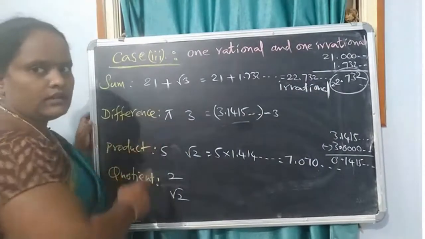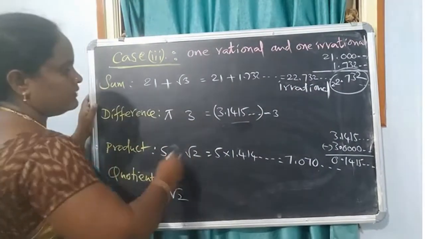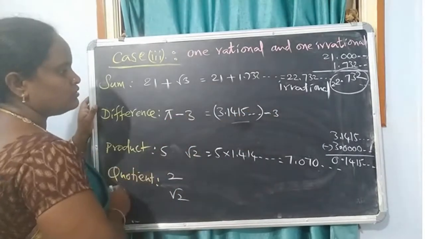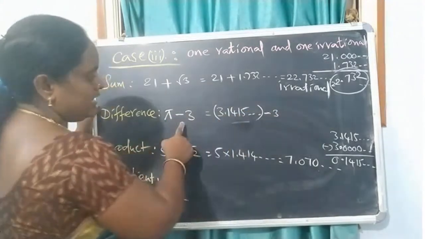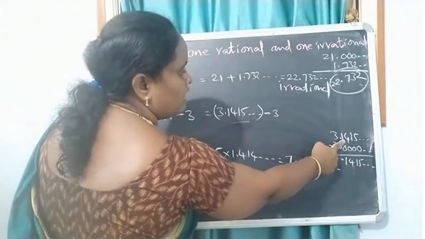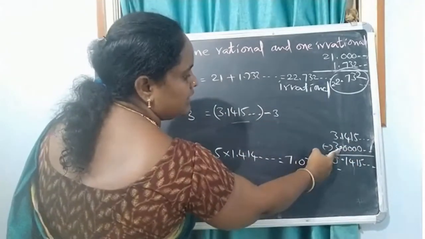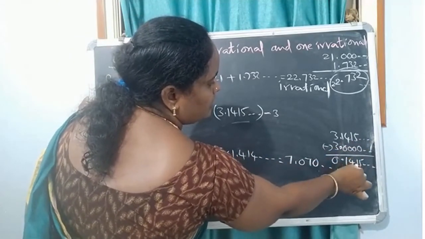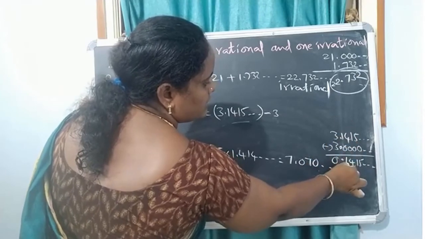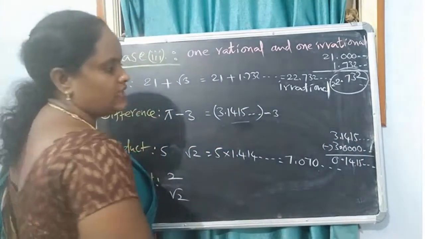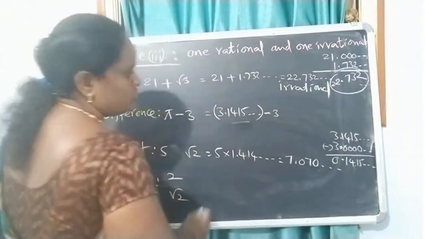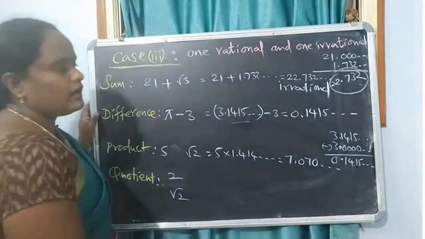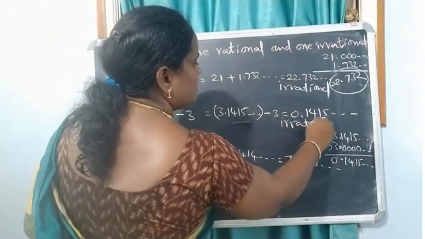Difference now. Pi. Already we discussed that pi is irrational. That value is 3.1415 and so on. If I find the difference of these two, 3.1415 minus 3. So I have written here 3.1415 and so on. 3 can be written as 3.000 and so on. So 5 minus 0, 5, 1 minus 0, 1, 4 minus 0, 4, 1 minus 0, 1. So after the point it has not changed. 3 minus 3, 0. So 0.1415 and so on. It is also a non-terminating, non-repeating decimal and it is called an irrational number.